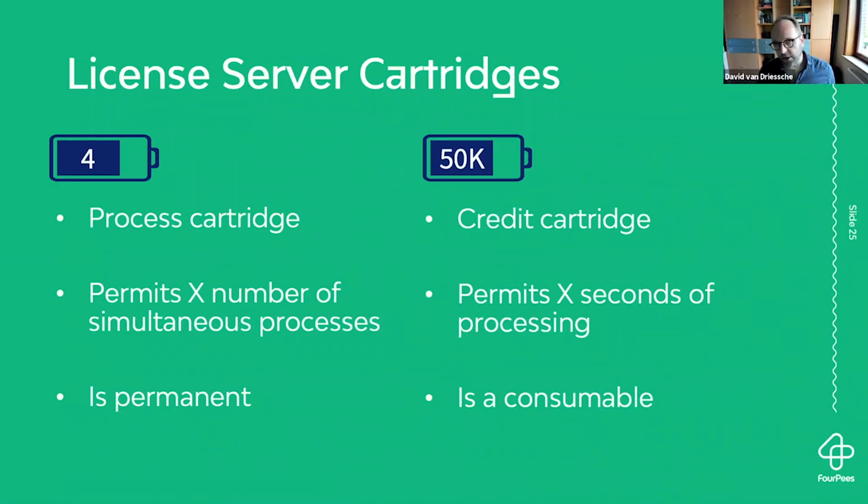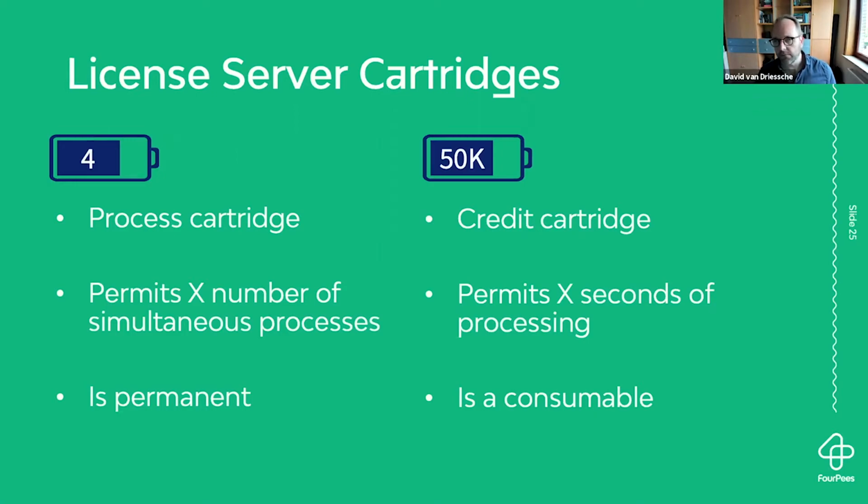So you buy a cartridge, you install that on the license server, and from that point on, you have the right to run X number of simultaneous processes. And then the other type of cartridge is a credit cartridge, and this really is like ink in your printer. That's a consumable. And that means that you install it, it permits X seconds of processing.